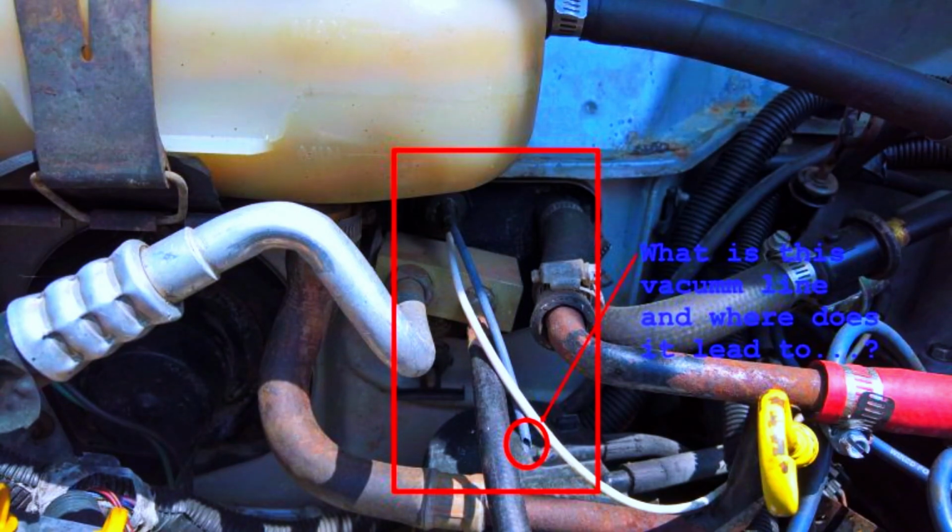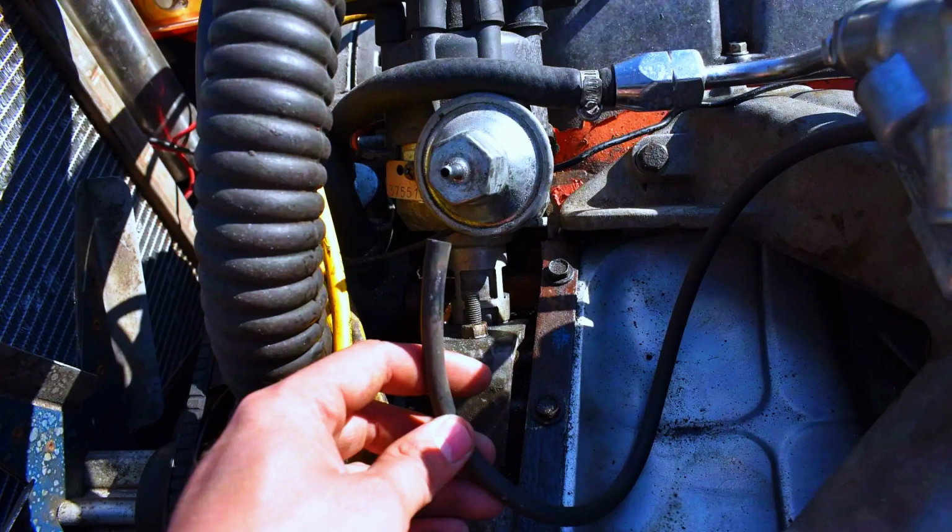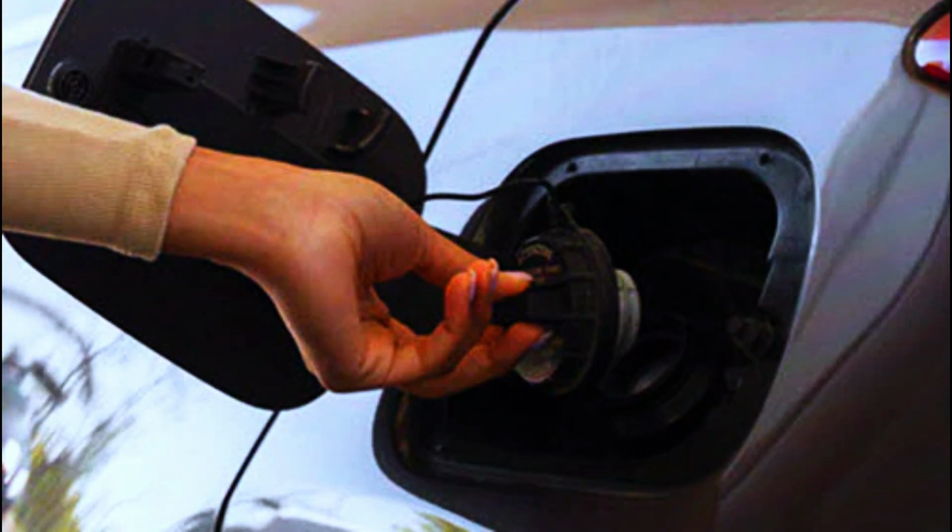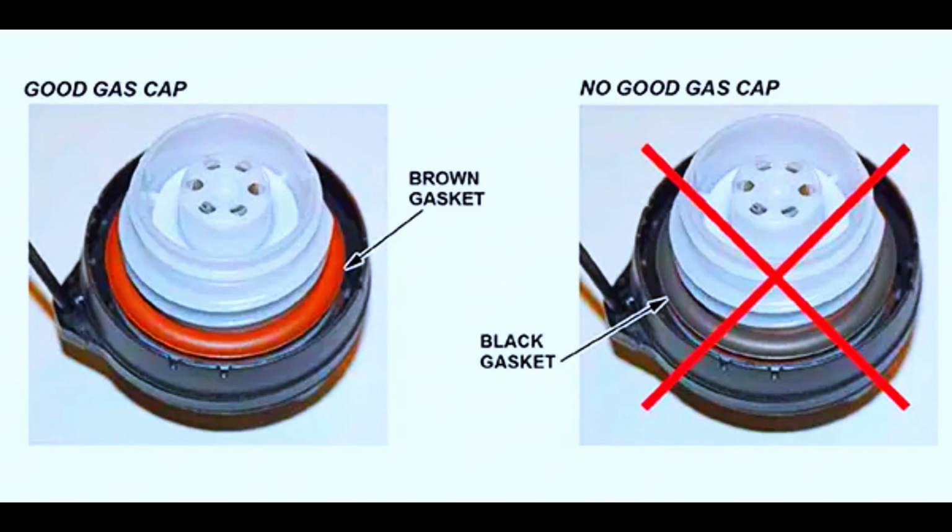Visual inspection. Start with a visual inspection of the Evap system. Check for any obvious signs of damage to the hoses or wiring that could be affecting the pressure sensor's performance. Check the gas cap. A loose or damaged gas cap can cause issues with the Evap system's pressure, so ensure it's tightened or replace it if necessary.